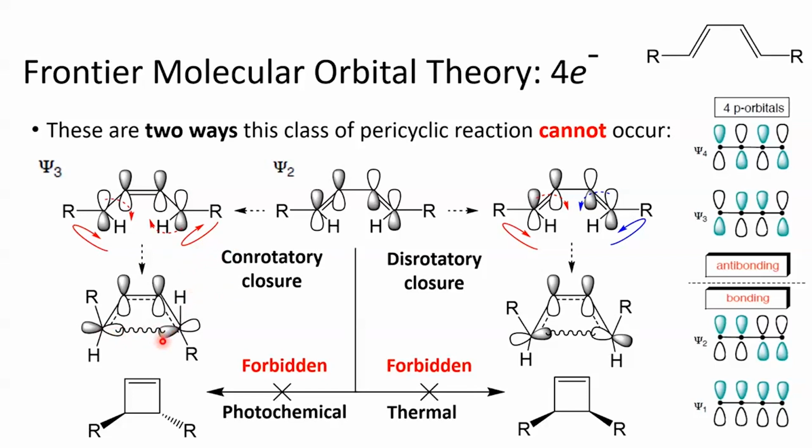If two orbitals with different phases overlap, there is no bonding interaction seen at the end. So effectively, there's no stabilization. You're not going to get a cyclic product in that manner.